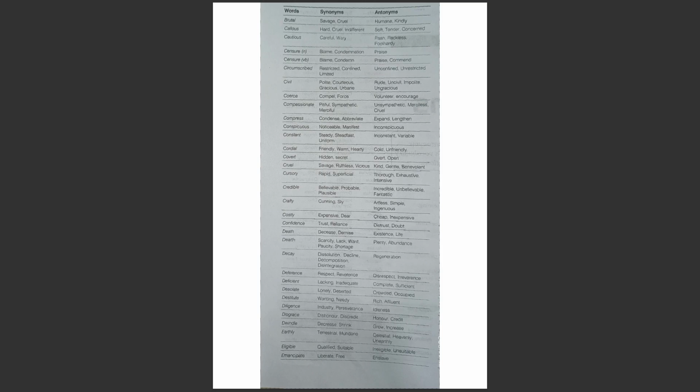The next word is constant. Constant means एक गति से, with a perpetual, definitely not an increase at all times, but constant का मतलब होता है एक गति से.